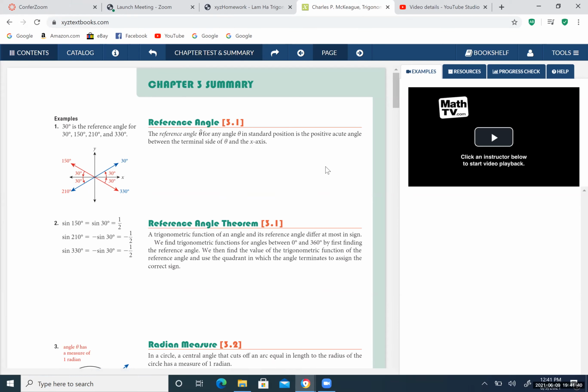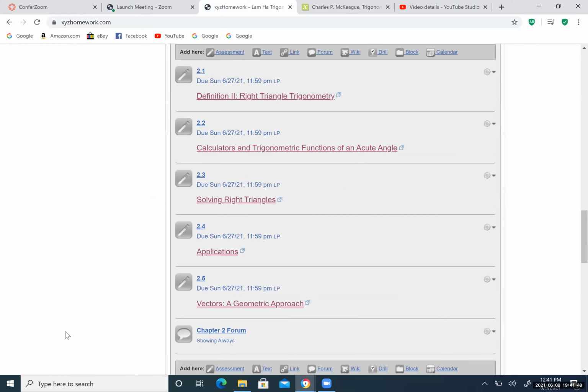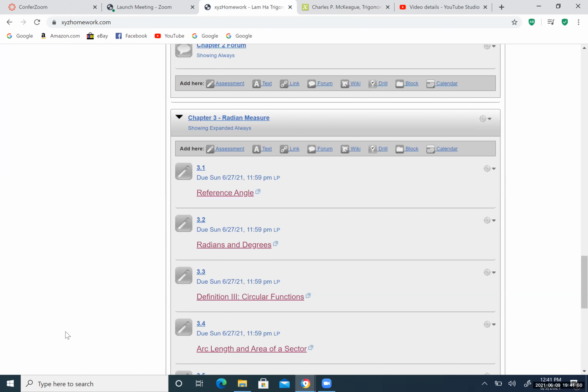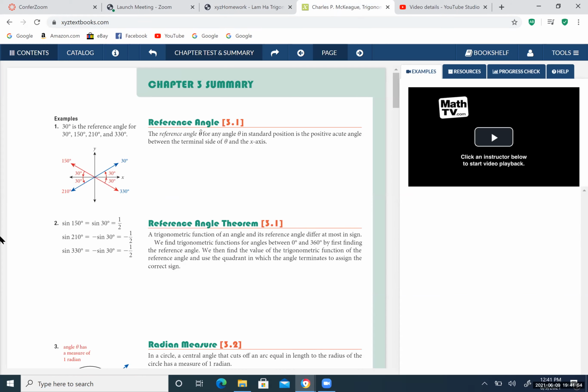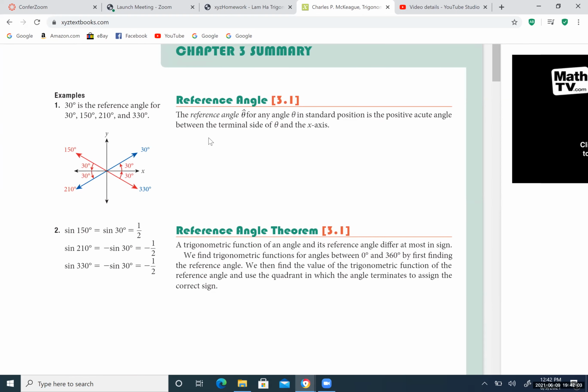For chapter 3, you will learn about radian measure. And then in section 3.1, you will learn about reference angle. For reference angle, the notation in this textbook is theta with a hat.